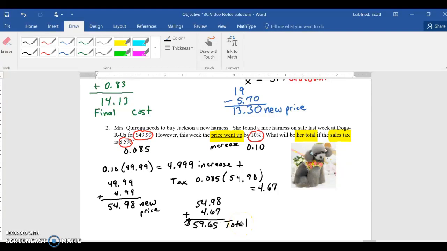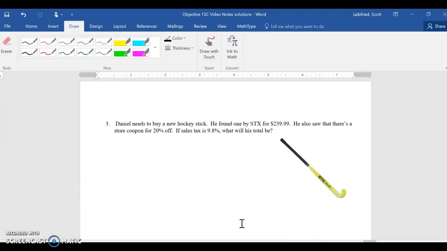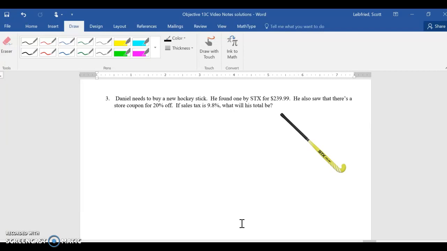All right, we got one more problem to do. Number 3, Daniel needs to buy a new hockey stick. He found one by STX for $239. He also saw that there's a store coupon for 20% off. If sales tax is 9.8%, what will his total be?